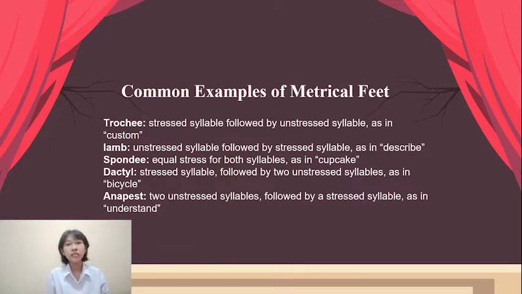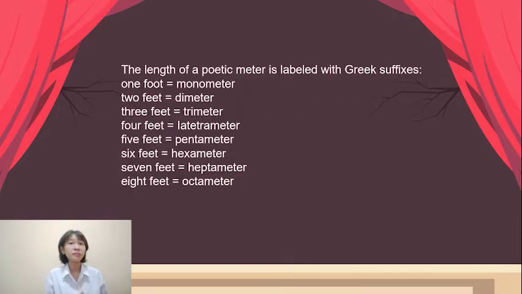Spondee, stress on both syllables, as in "cupcake." Dactyl, a stressed syllable followed by 2 unstressed syllables, as in "bicycle." Anapest, 2 unstressed syllables followed by a stressed syllable, as in "understand." The repetition of metrical feet in a line of poetry creates poetic meter, like beats in music.